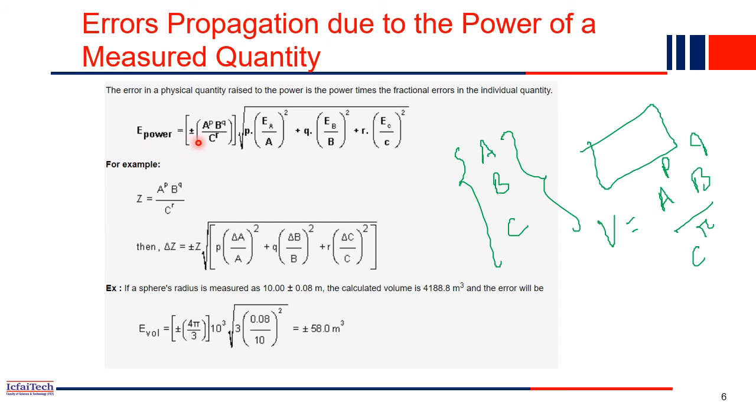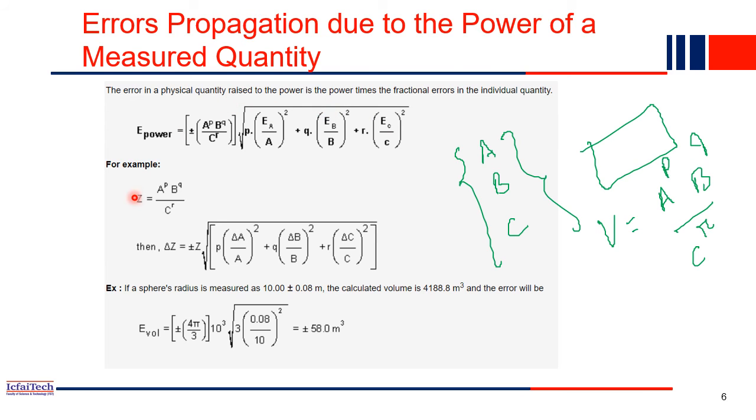So the error in the power is plus or minus the value which you want to compute, times the root of the sum of squares: p into ea, where p is the power in a to the power p, that is, the error in the a reading divided by a, squared, plus similarly for b. What is the power of b? It is q, right? That's why q multiplied by eb, the error in the b reading, divided by the original b reading, squared. Plus similarly the third part, that is c. Here we are adding everything in the error part. So for c to the power r, it's r into ec, the error in the reading c, divided by c, squared. So that's how the error is computed while computing the power.